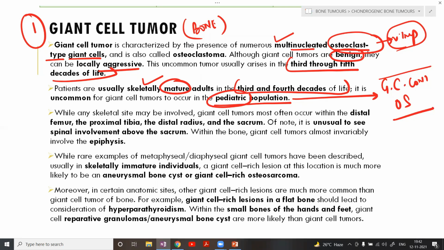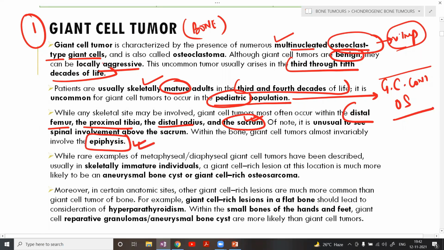Although any and every site can be involved, the most common ones are the distal femur and the proximal tibia around the knee joint, or the distal radius and the sacrum. Remember this part, the sacrum is classically involved. Remember, above the sacrum, the vertebra is not involved by giant cell tumor. This is again very important, and the site being the epiphysis, very, very important.